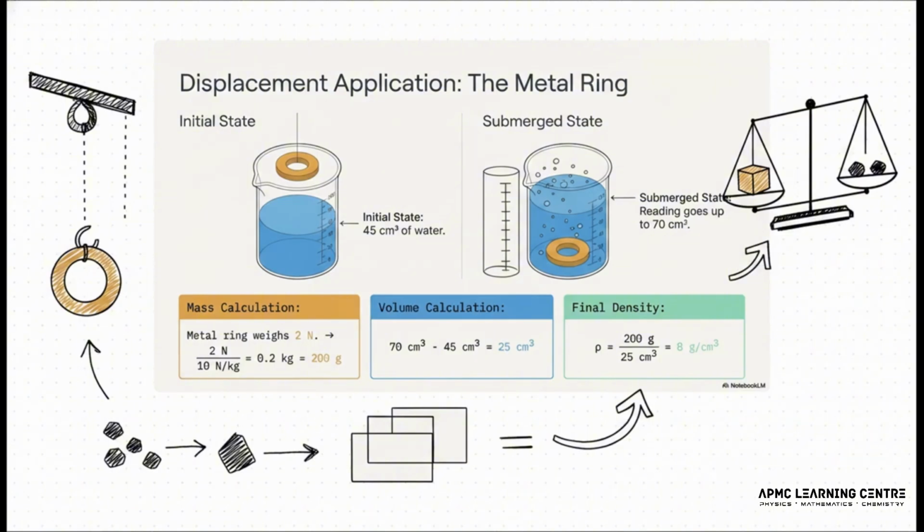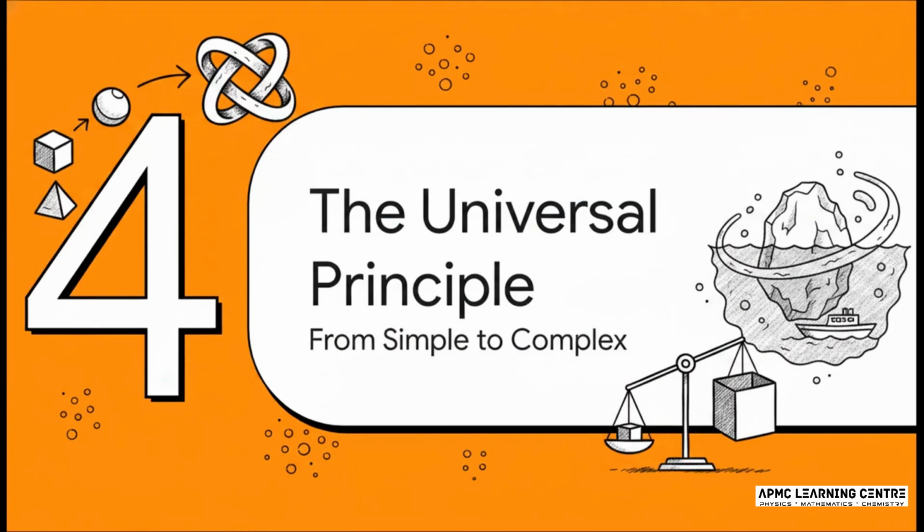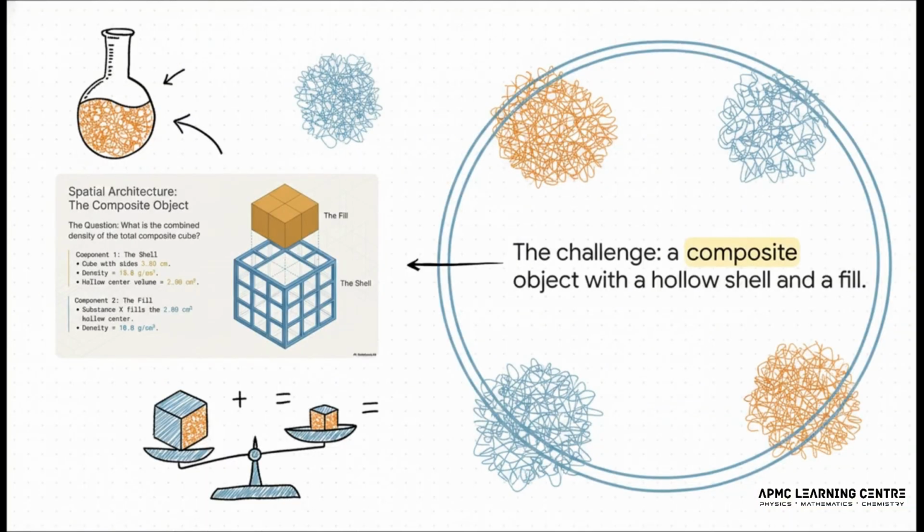Now let's put it all together with a full example. First, we find the ring's mass from its weight. Then we use our water displacement trick to find its volume. We plug those two numbers into our formula, and bam, there you have it, the final density. So, we've totally mastered the basics. Now, let's move on and tackle something a little more complex to see just how universal this principle of density really is. So, check out this challenge.